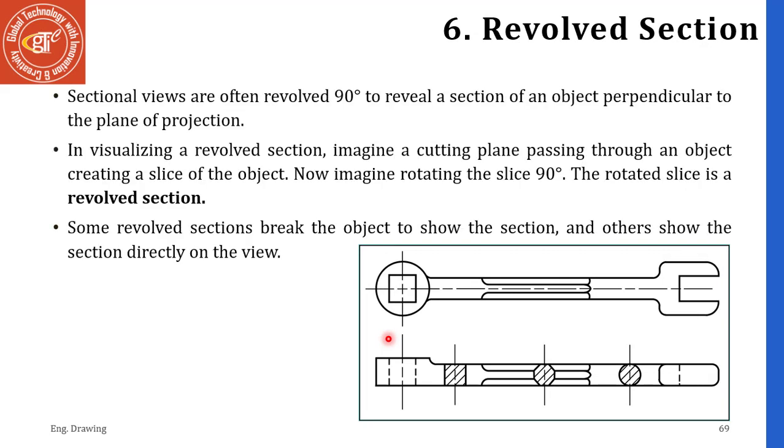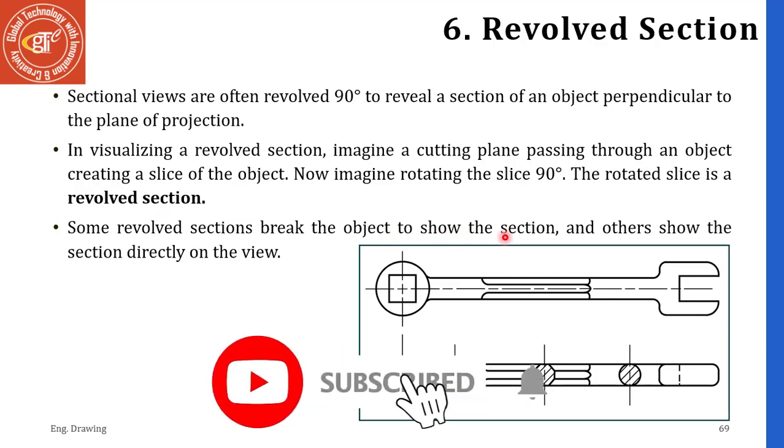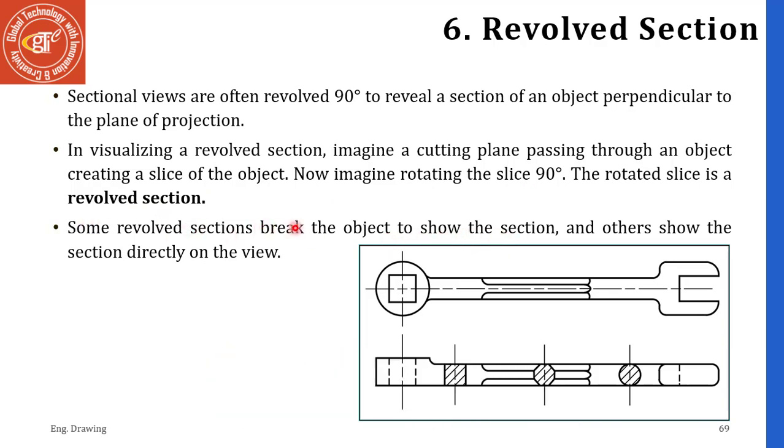Revolved section. Sectional views are often revolved at an angle of 90 degrees to reveal a section of an object that is perpendicular to the plane of projection. In visualizing a revolved section, imagine a cutting plane passing through an object, creating a slice of the object. Now imagine rotating the slice by 90 degrees, and the rotated slice is a revolved section view. Some revolved sections break the object to show the section, and others show the section directly on the view.